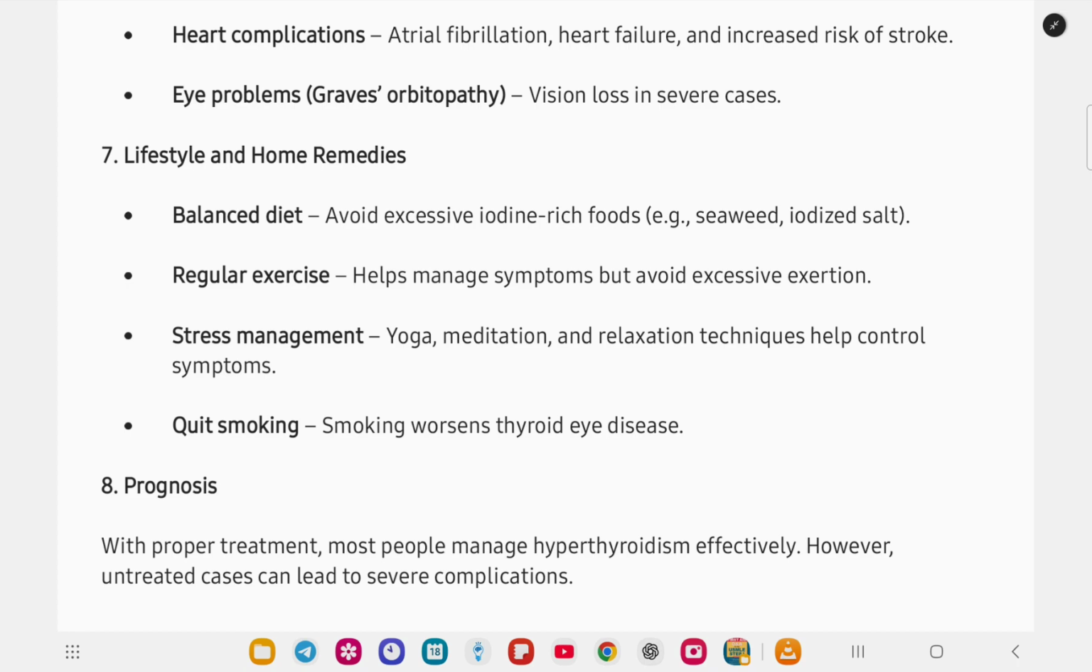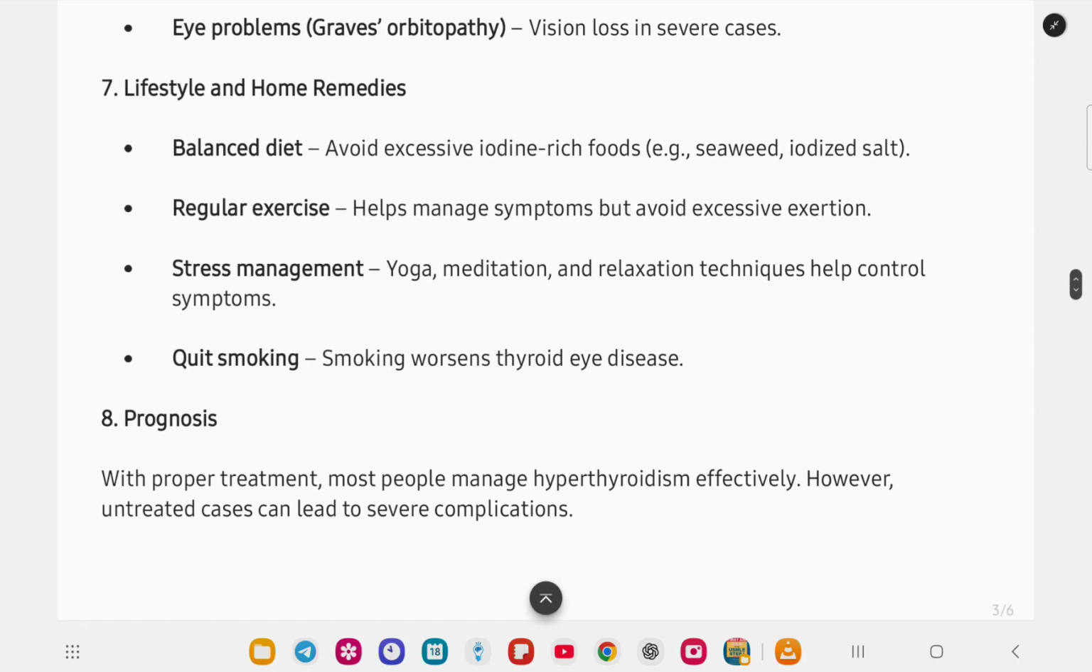And what are the lifestyle modifications or home remedies which we can do in hyperthyroidism? First and simplest is a balanced diet. Avoid excessive iodine-rich foods such as seaweed and iodized salt. Regular exercise helps to manage symptoms but avoid excessive exertion. Stress management, yoga, meditation, and relaxation techniques help control symptoms. Quit smoking. Smoking worsens thyroiditis. So these are lifestyle and home remedies.